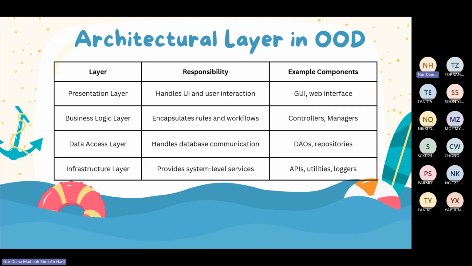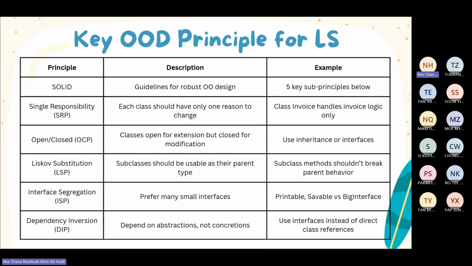No? So let's start with the architectural layer in OOD. This one, I think I already covered last week. Okay. So other than this, we need to know about the object-oriented design principles for the large system. All of this would be used inside the large system, where you will cover different principles for different usage. As the first one, you can see SOLID, which will be used for robust OOD. I hope you know what SOLID is.